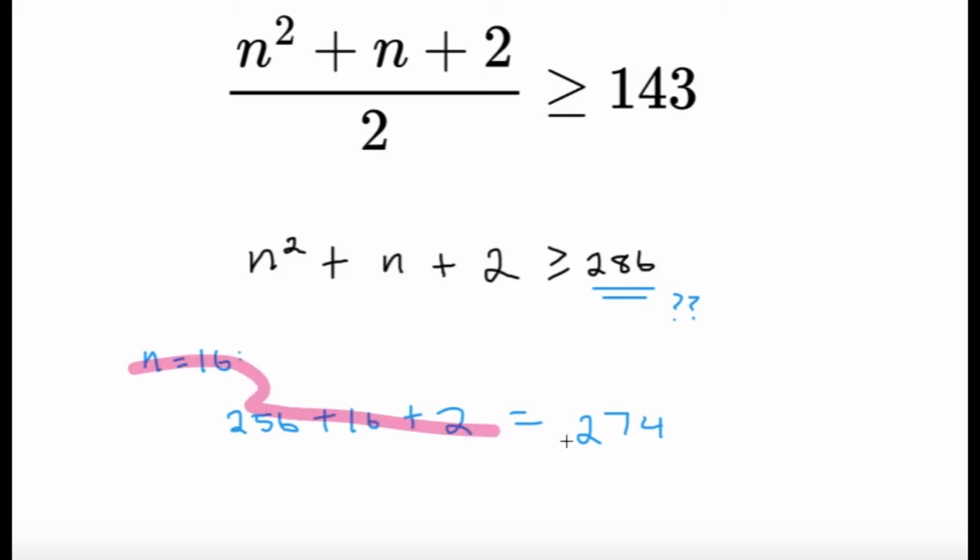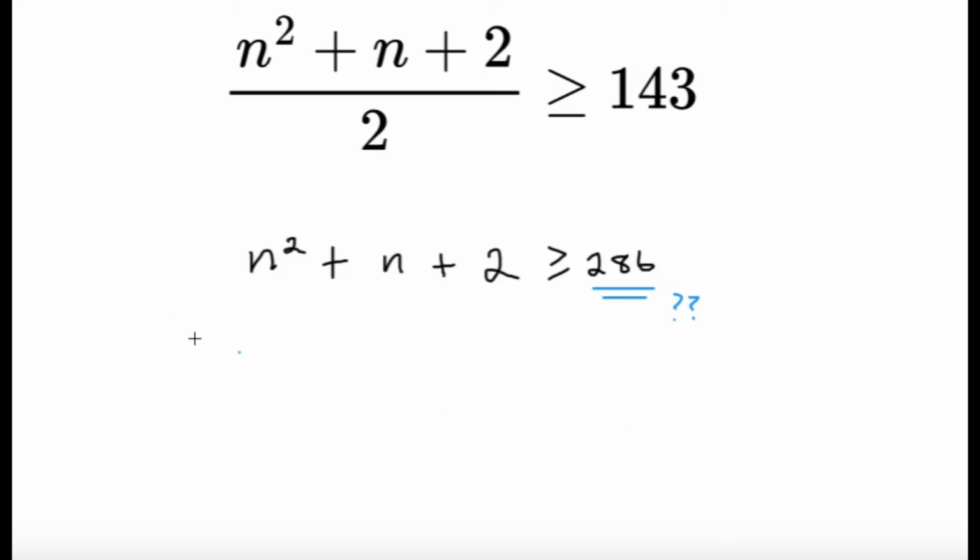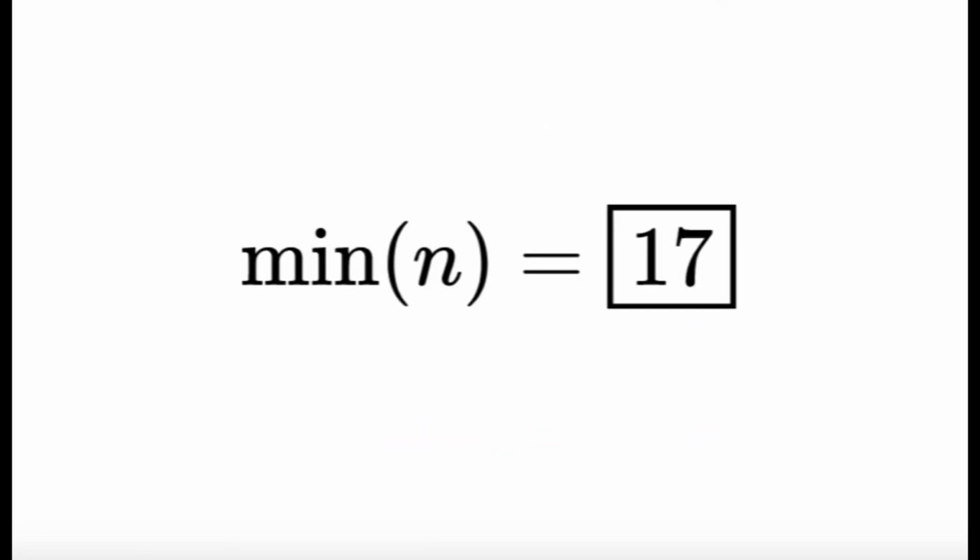So, okay, let's try the next number then, n equals 17. If n equals 17, I'll have n squared, that's 289. Okay, I guess we can safely conclude that whatever this sum is, we know it's got to be greater than or equal to 286. Now, since 16 doesn't work, but 17 here is going to work, we can conclude that the minimum number of lines, n, is indeed 17. And this will be our final answer.